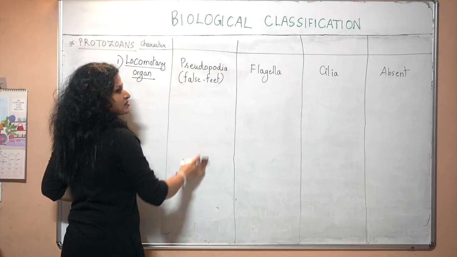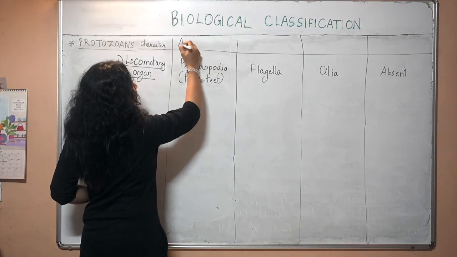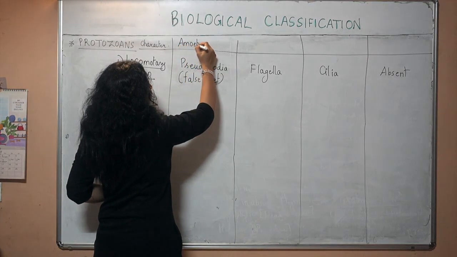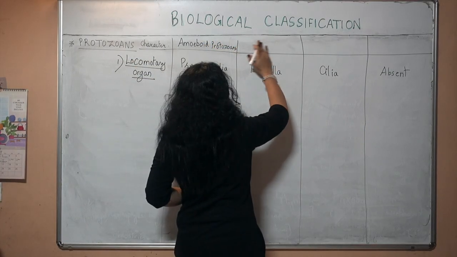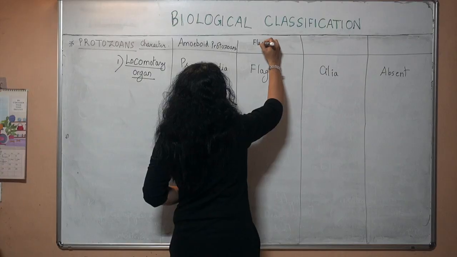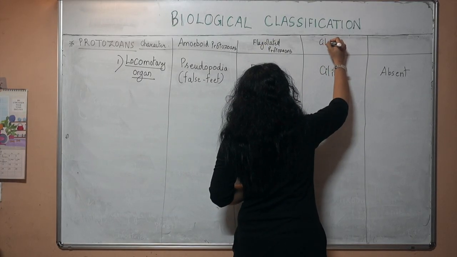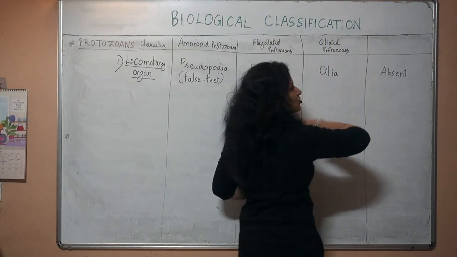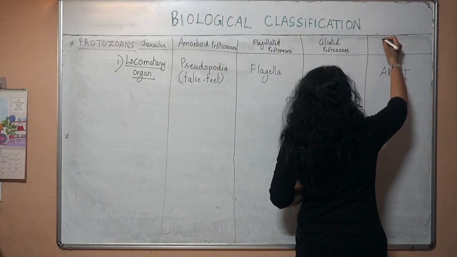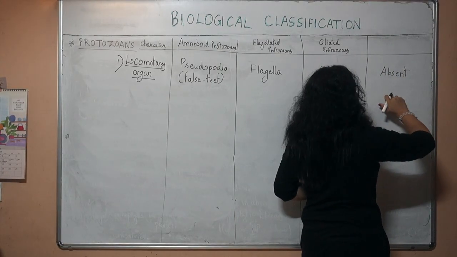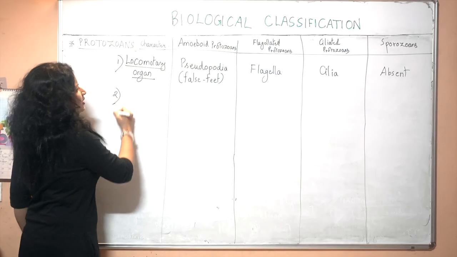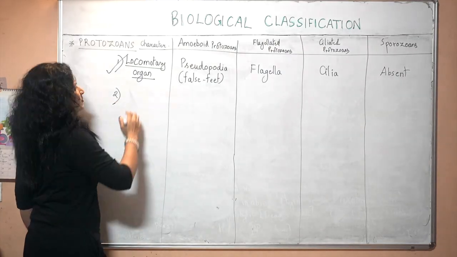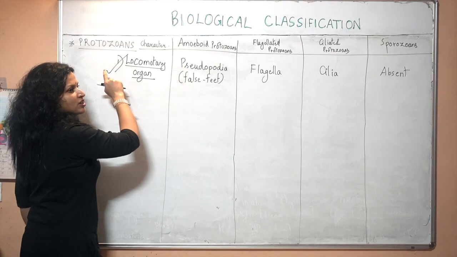And on this basis, this category is called as amoeboid protozoans, based on amoeba. The second class is called as flagellated protozoan. Third one, ciliated protozoans, as in paramecium. And fourth one, the protozoans in which locomotory organs are absent, they are called as sporozoans. There are other differences also, but this is the major differentiating feature.